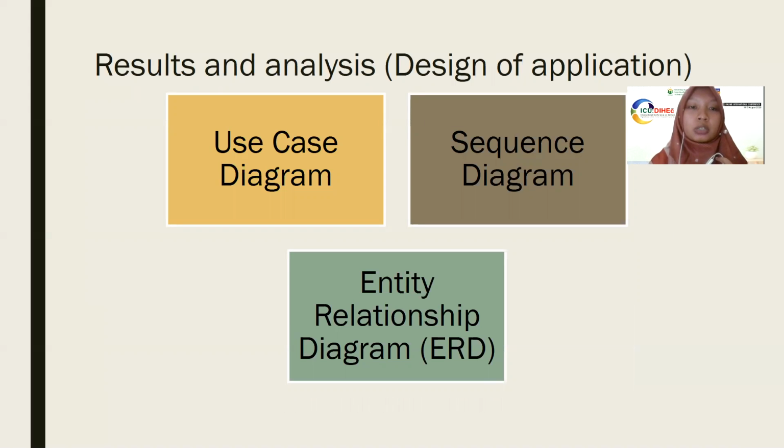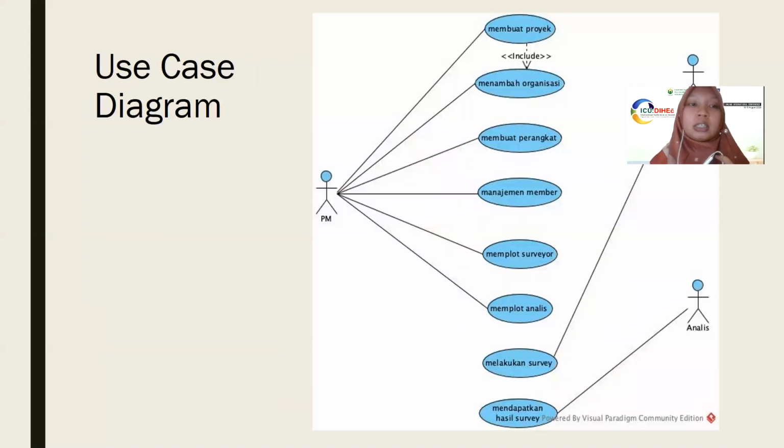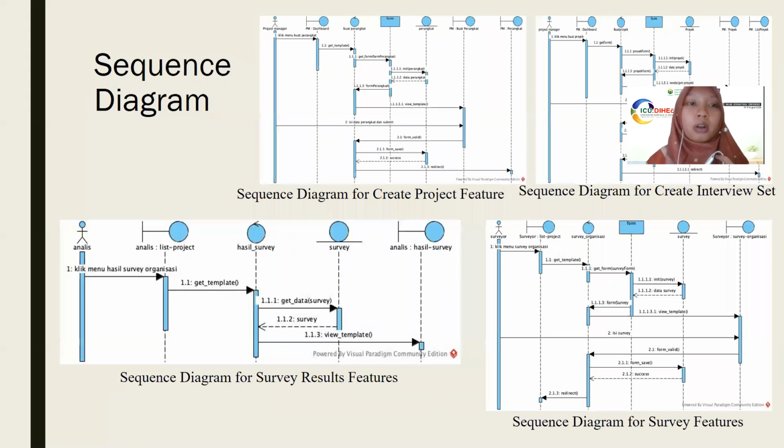The first is use case diagram, sequence diagram, and entity relationship diagram or ERD. And this is the use case diagram. There are three roles such as project manager, surveyor, and analyst. And from the use case it is developed into sequence diagrams. There are 4 sequence diagrams. The first sequence diagram is for the create project feature. The actor is project manager.